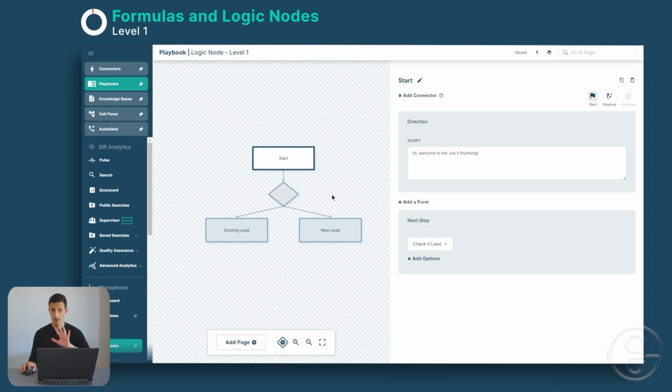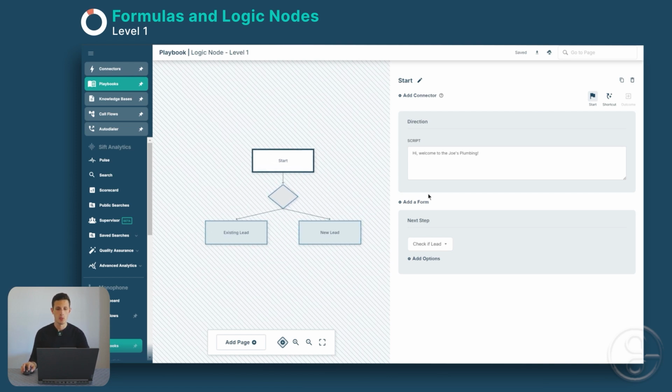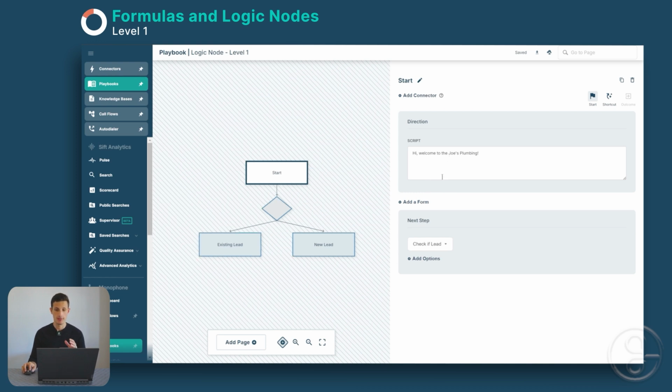Now, this is level 1. This is just a very basic playbook and logic node where we have a caller calling into Joe's Plumbing. The caller will call in to the intro page: Hi, welcome to Joe's Plumbing. Joe's Plumbing has a Salesforce system where they have information about already existing leads, and they would like to customize their playbook based on if it's a new lead or an existing lead.